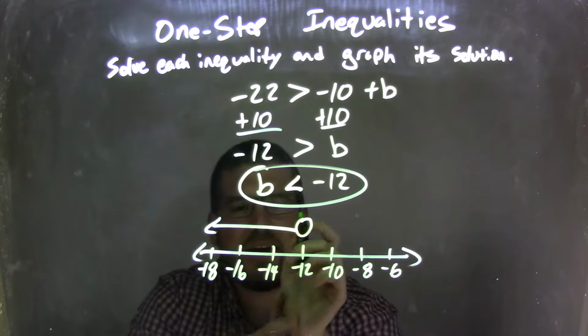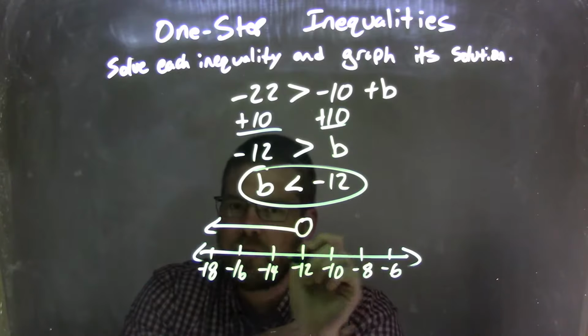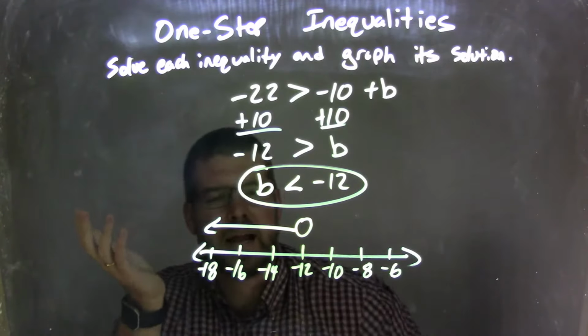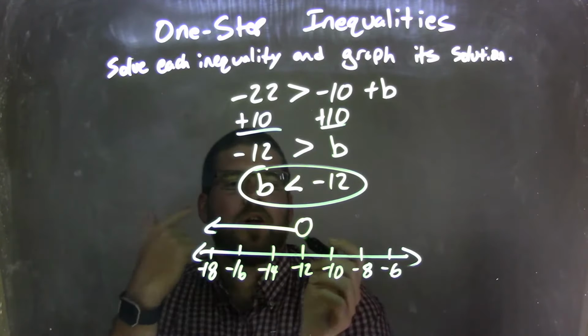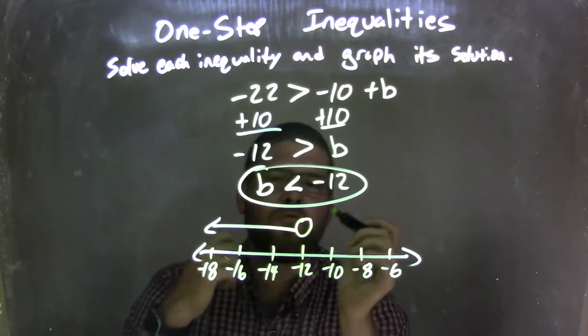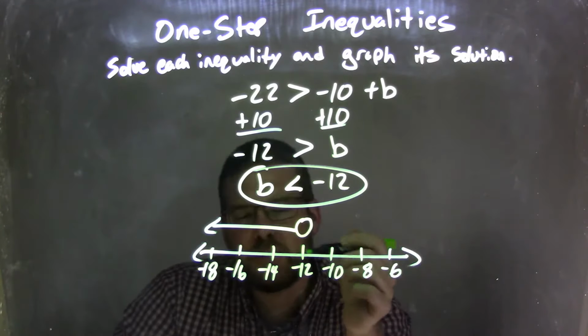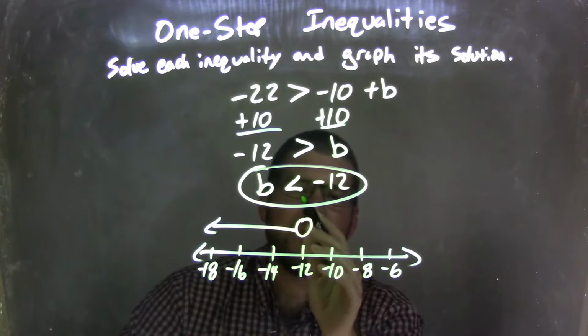And be careful with the negatives. Negative 16 is less than negative 12. Just because it seems like a larger number, it's really not, because it's to the left of negative 12 on the number line. And so my graph represents all possible values for b, and my graph matches my final answer, which is b is less than negative 12.